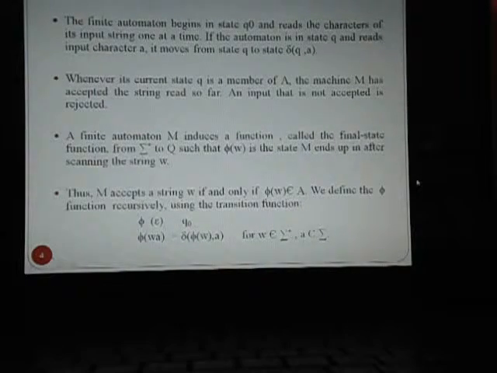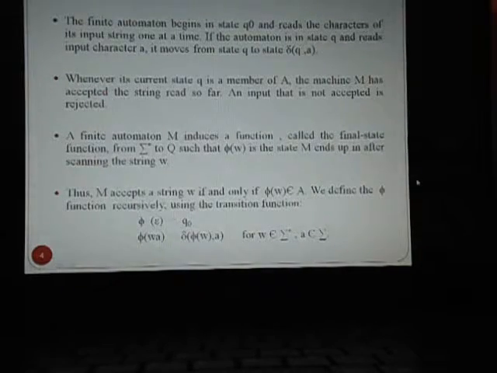A finite automaton M induces a function called the final-state function φ from Σ* to Q, such that φ(w) is the state M ends up in after scanning the string w. Thus M accepts the string w if and only if φ(w) belongs to A. We define the φ function recursively using the transition function as follows: φ(ε) equals q0, where q0 is the starting state, and φ(wa) equals δ(φ(w), a) for all w belonging to Σ*, a belonging to Σ.